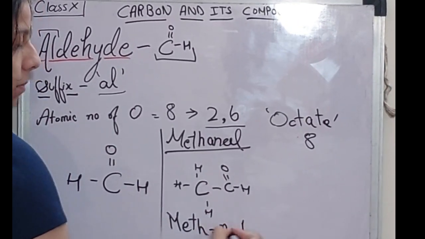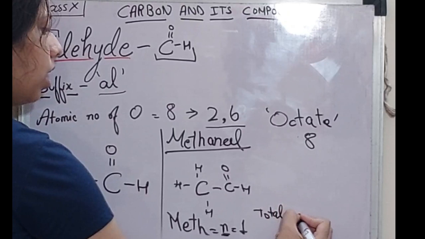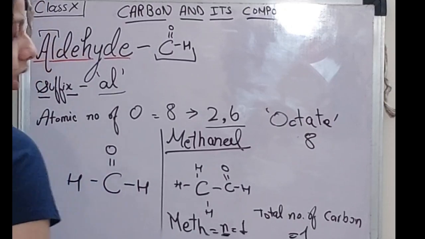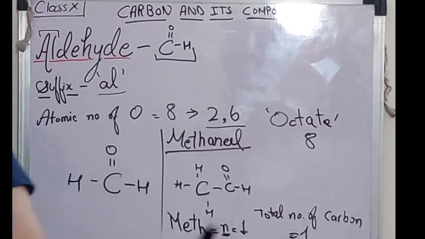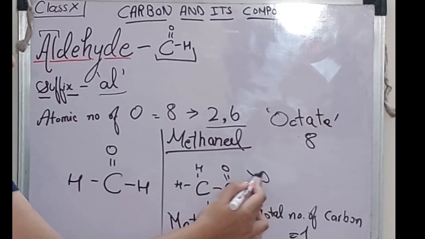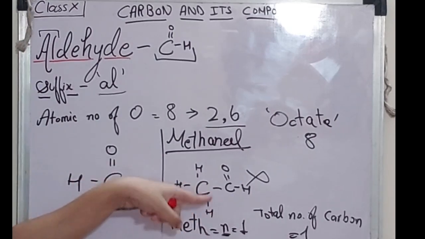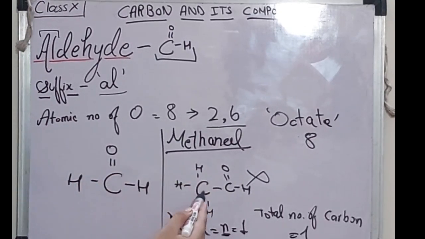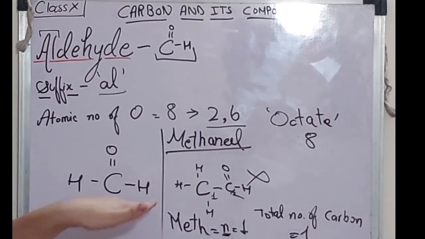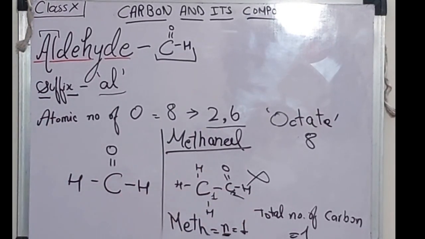1. Ye n ka matlab hua total number of carbon is equal to 1. Meth means total number of carbon is equal to 1. It doesn't mean adding 1. Hence, this is not methanol because here the total number of carbon is more than 1. There are 2 carbons, not 1, right? In this particular structure, there are 2 carbons, but meth stands for total number of carbon as 1, and it is more than 1. Hence, it is not methanol, but it is actually ethanol.